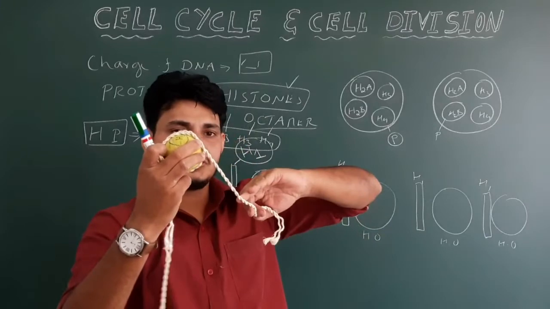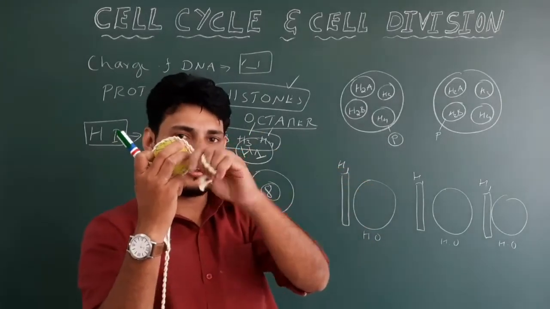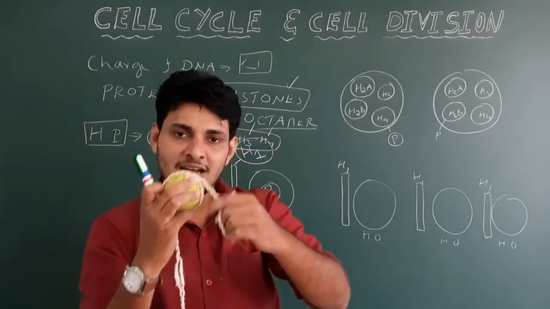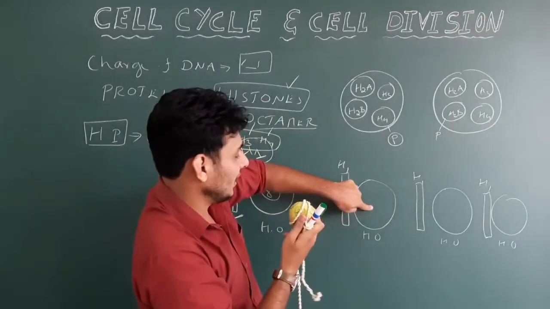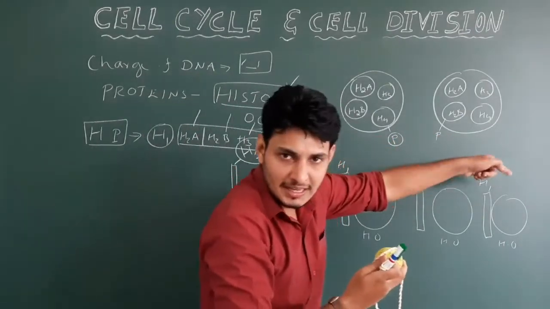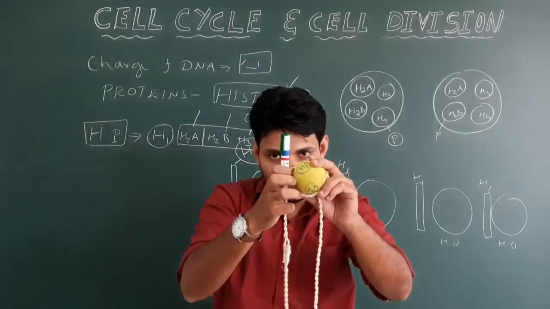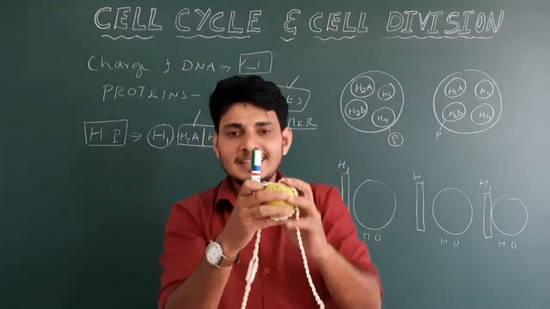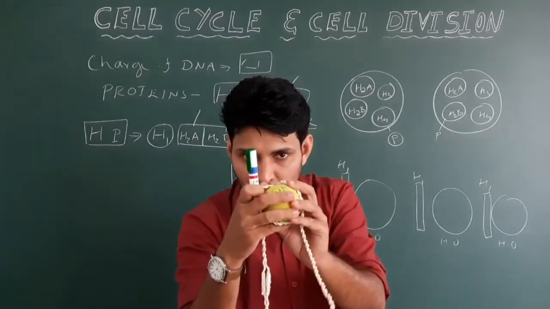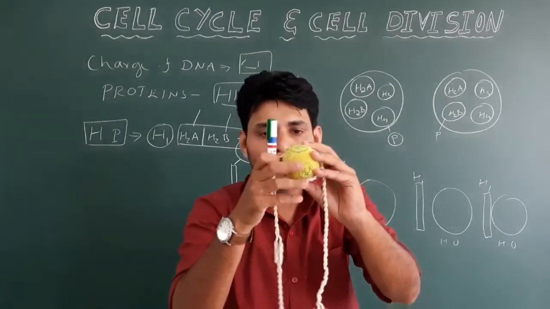It comes out like this, and finally it meets one more H1. Again it wraps around it one time, and then it wraps around the histone octamer. It goes like that. So this is the thing you need to understand. Now, when the DNA wraps around H1 and the histone octamer, what do you call this structure?